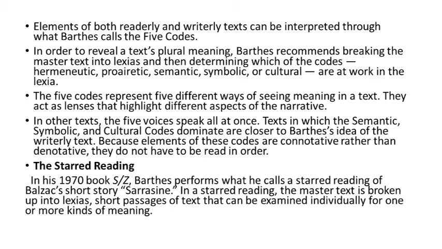Texts in which the semantic, symbolic, and cultural codes dominate are writerly texts, because they act upon the secondary level of meaning, the connotative level, because elements of these codes are connotative rather than denotative, and they do not have to be read in order. We have seen in S/Z, I already talked to you about the short story Sarrasine, and Barthes broke it up into different units of meaning, lexias, each examined individually to get more meaning.